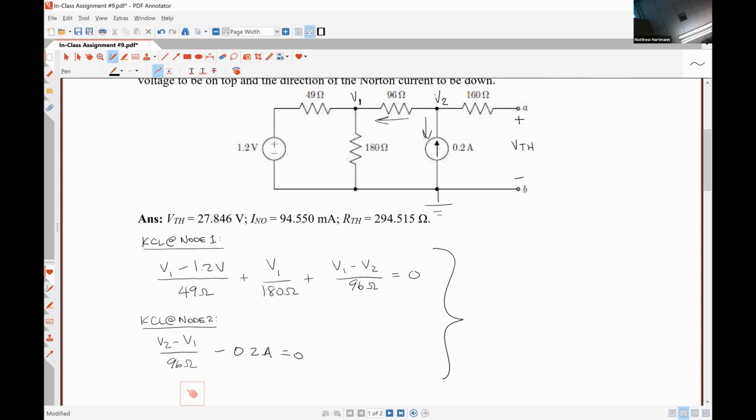Alrighty, so we can solve this system of equations, which means I need to find my calculator. So we have a 2x2 system. Coefficient for V1 is 1 over 49 plus 1 over 180 plus 1 over 96. The coefficient for V2 is negative 1 over 96. And our constant term, when we move it to the right-hand side, is positive 1.2 volts divided by 49 ohms.